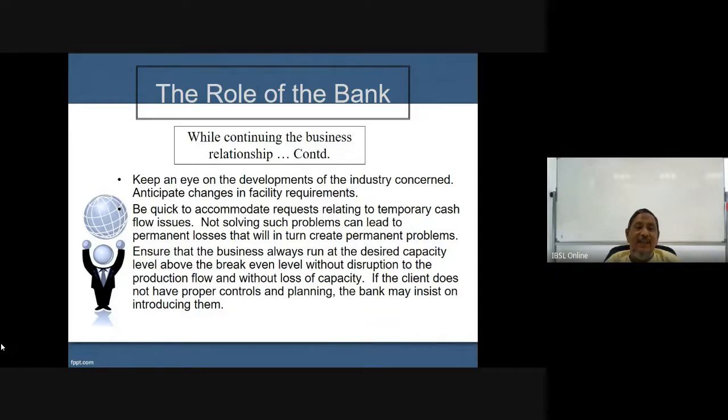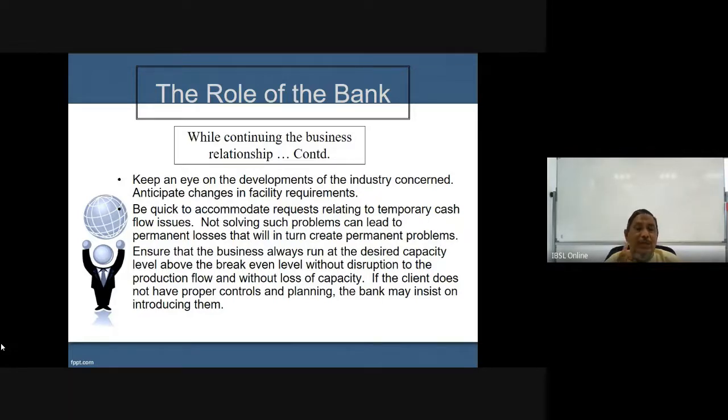So find out the reason why he is asking and try to solve the problem with that. Alternative solutions are there. Alternative products are there. TOD is not the only product. It is a high risk product.